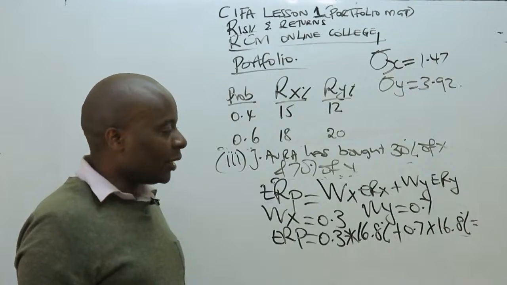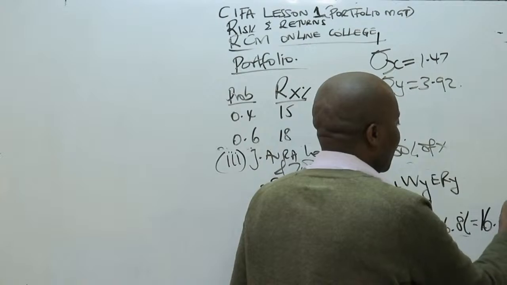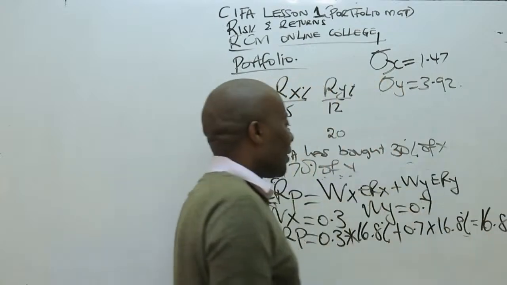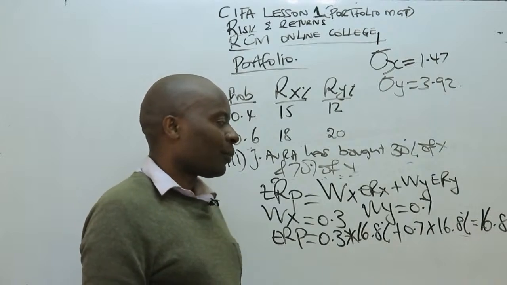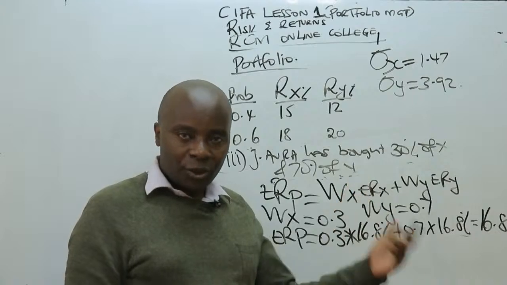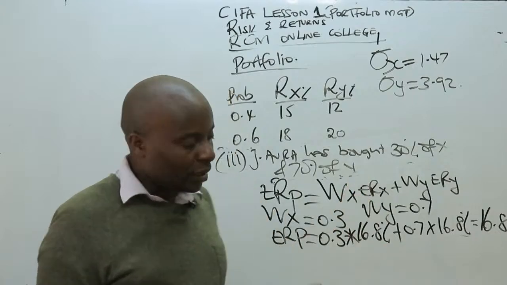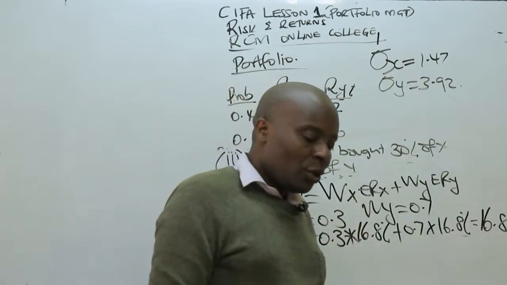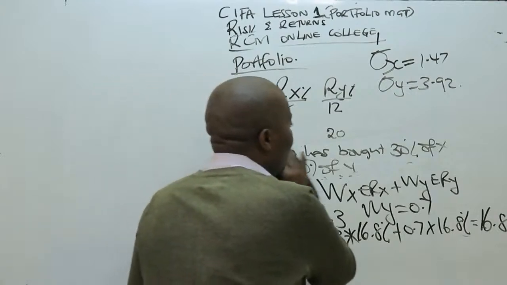When you multiply like that, at the end of the day, ladies and gentlemen, you will end up getting 16.8 percent as the expected return of the portfolio. It will be the same. I expect that because the two securities are promising the same level of returns. If you try using your calculator, you will end up getting that. And then now we can embark on part 2 of this question.